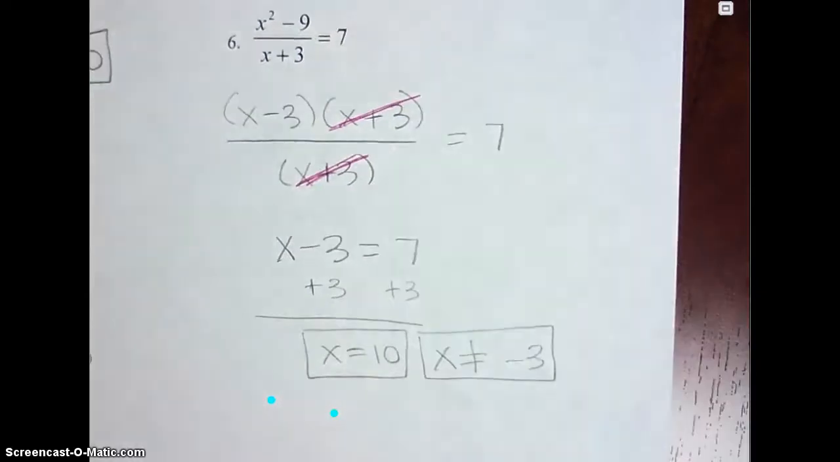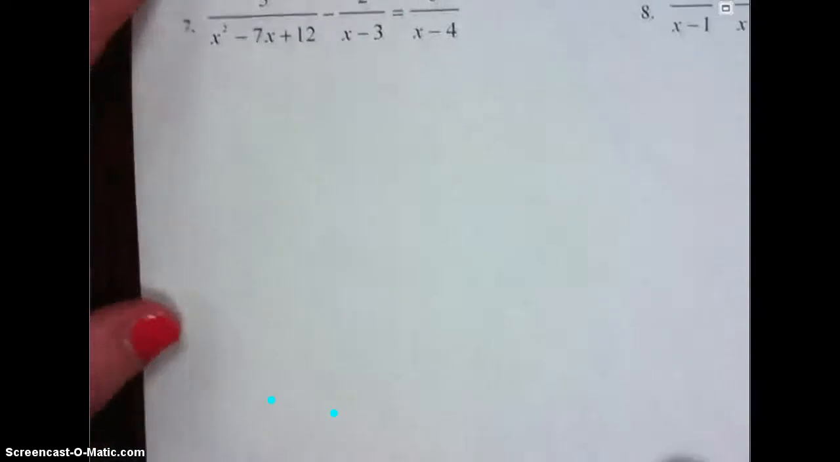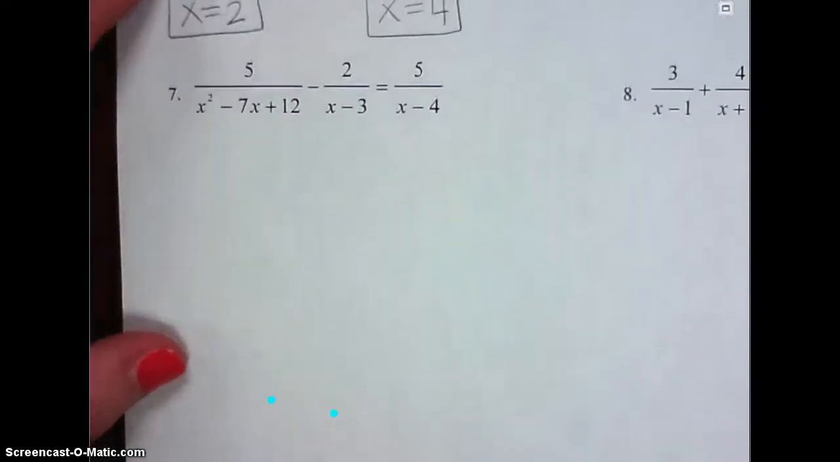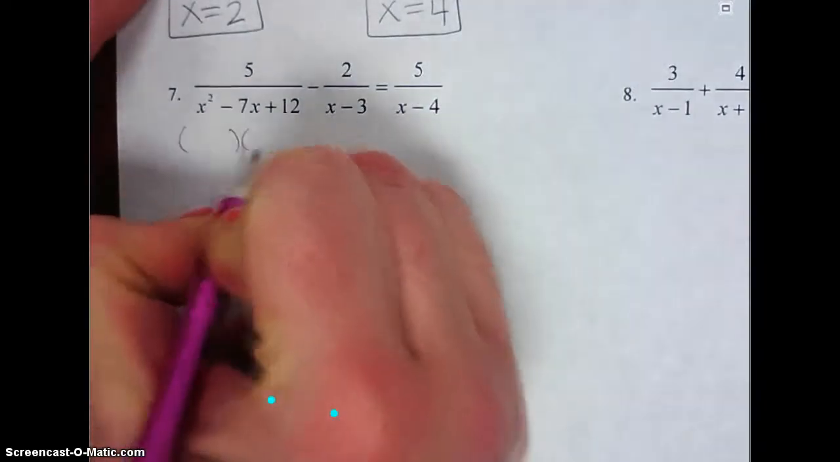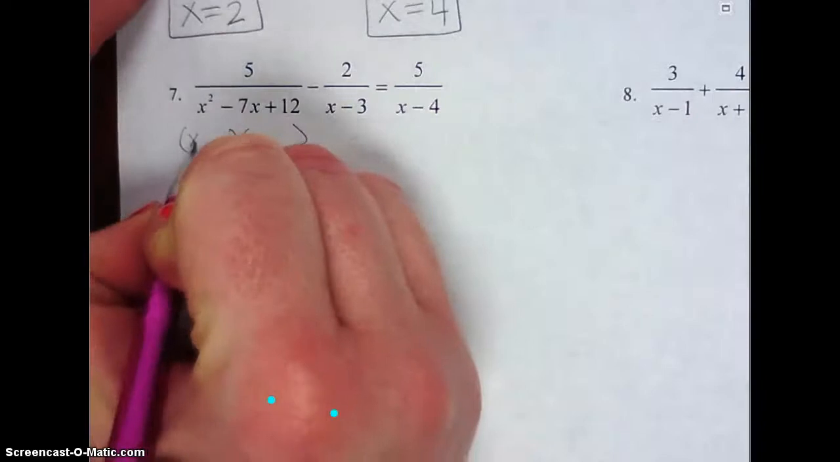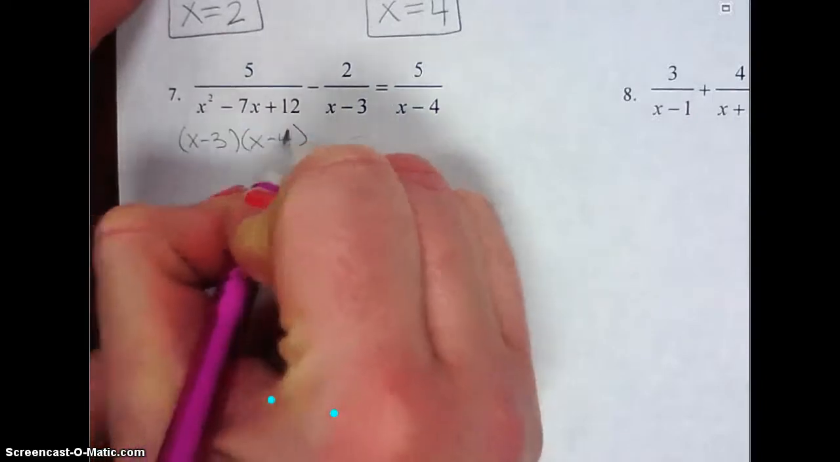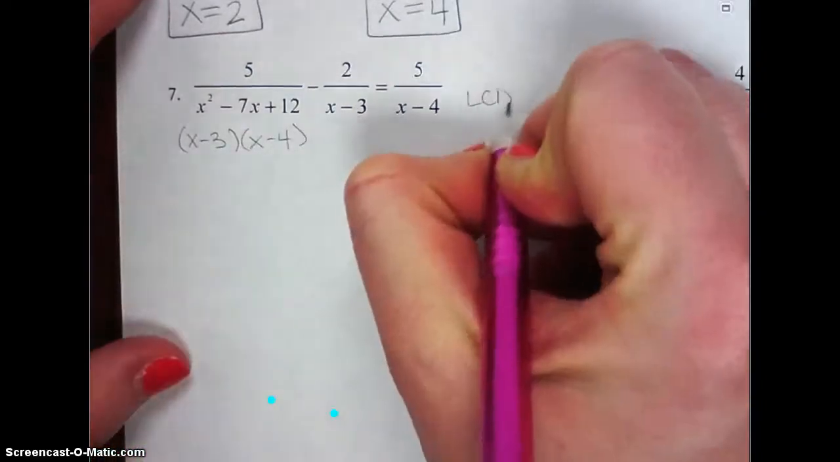Okay, we're going to do number 7. And then I'm going to let you guys work on your homework. Or not homework, classwork. Okay. Yes, 7. I have the answers all. Okay. Let's see if they're all wrong.